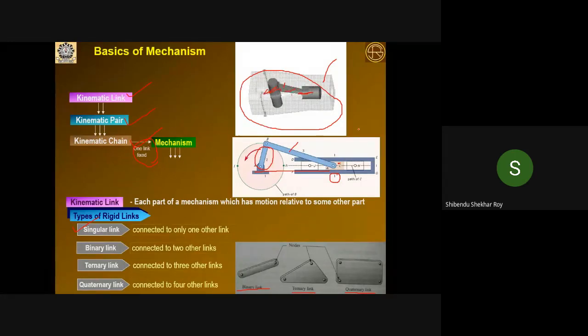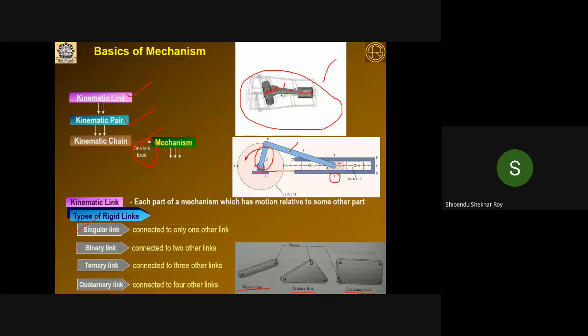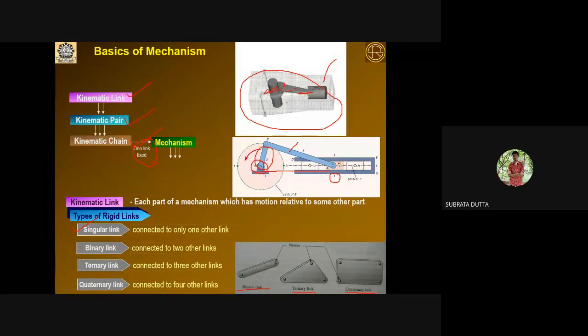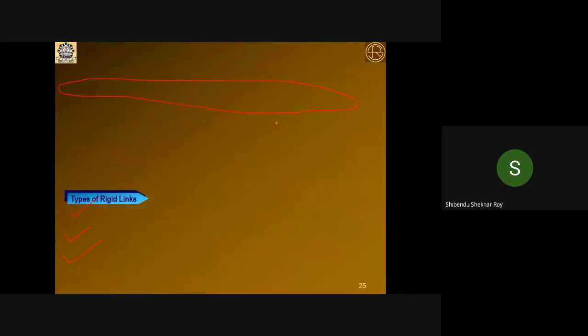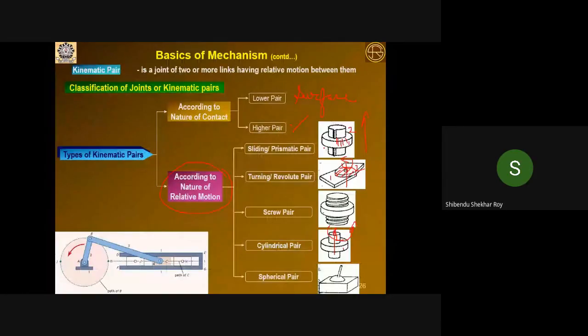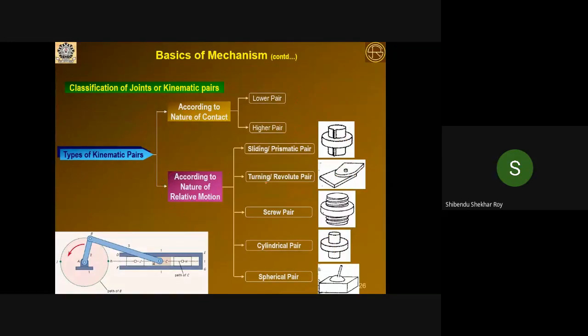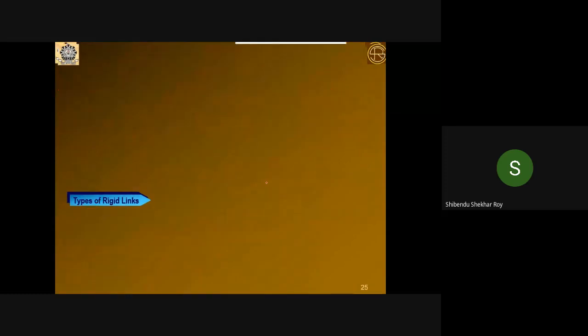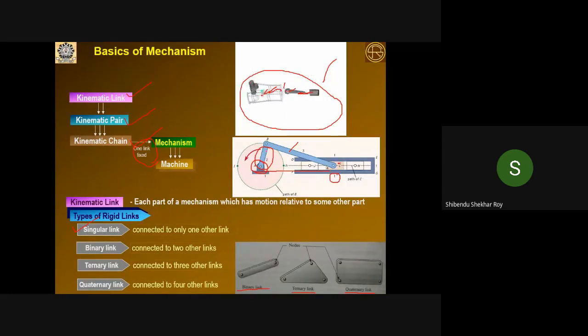Now just see, in between link number 1 and link number 2, what type of joint does it have? You see the motion here, then you can easily identify. Is it a spin joint or a knee joint? In respect of relative motion, use this terminology. Sir, turning or revolute. Yes, it forms a revolute pair or turning pair in between 1 and 2.